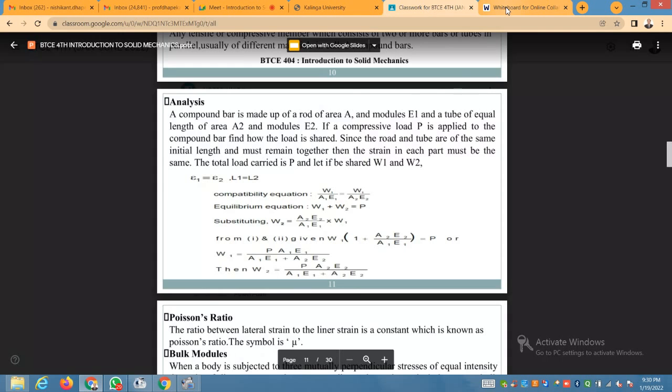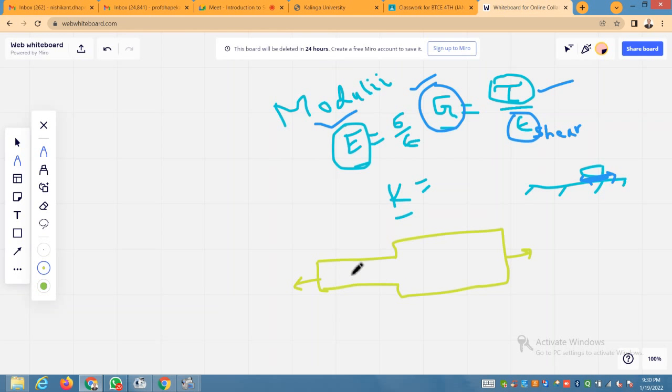Then A1, E1. So this is area 1. Suppose this is circular in section, so area 1. This is the portion area 2. So maybe the diameter is D1 here. Here the diameter may be D2. You can easily calculate the areas of two different sections.